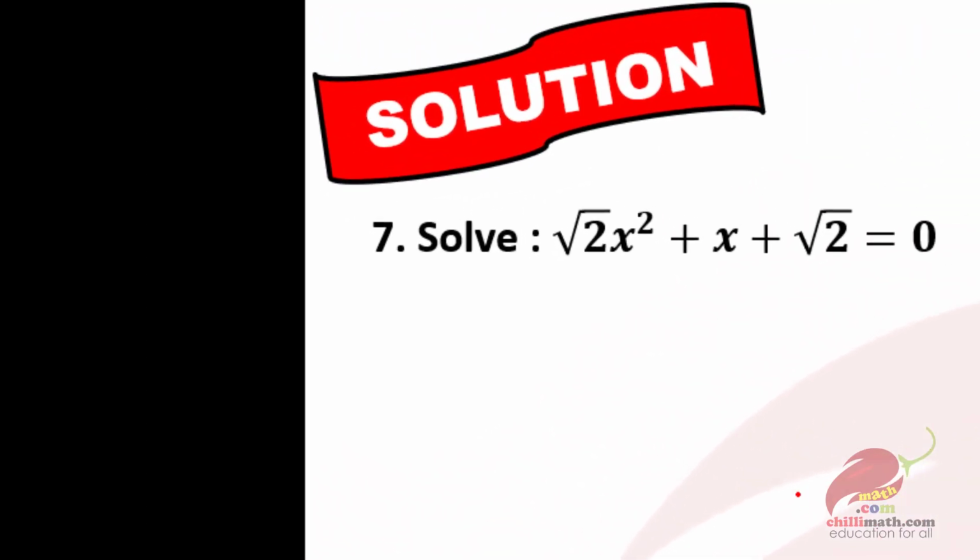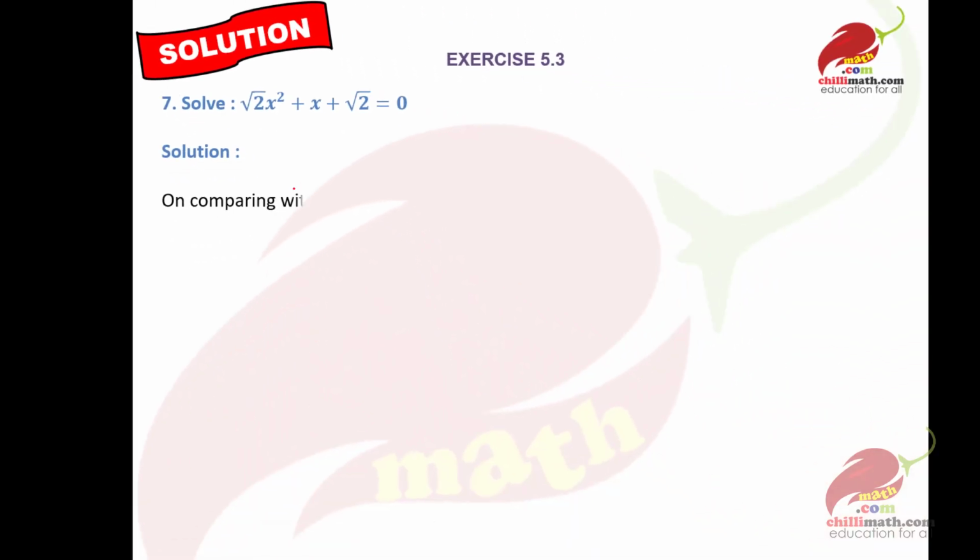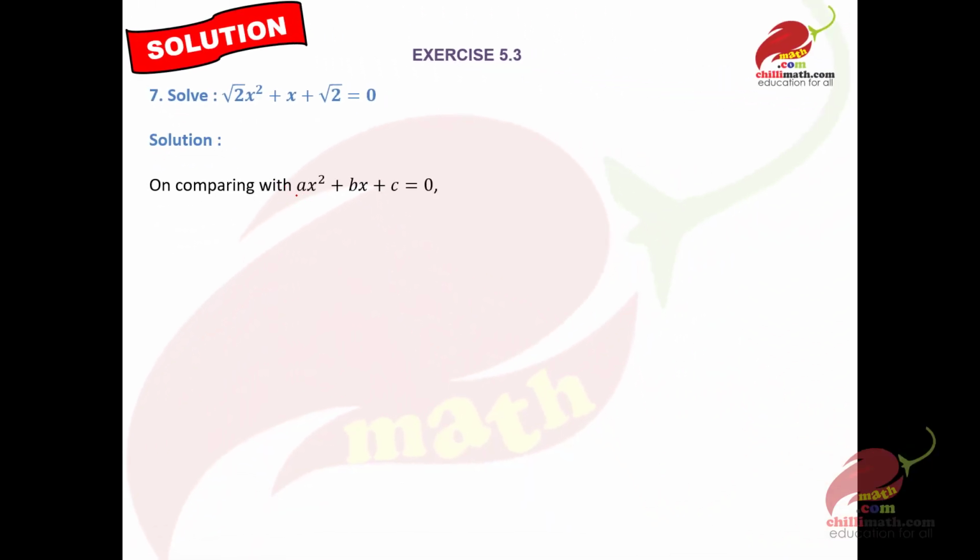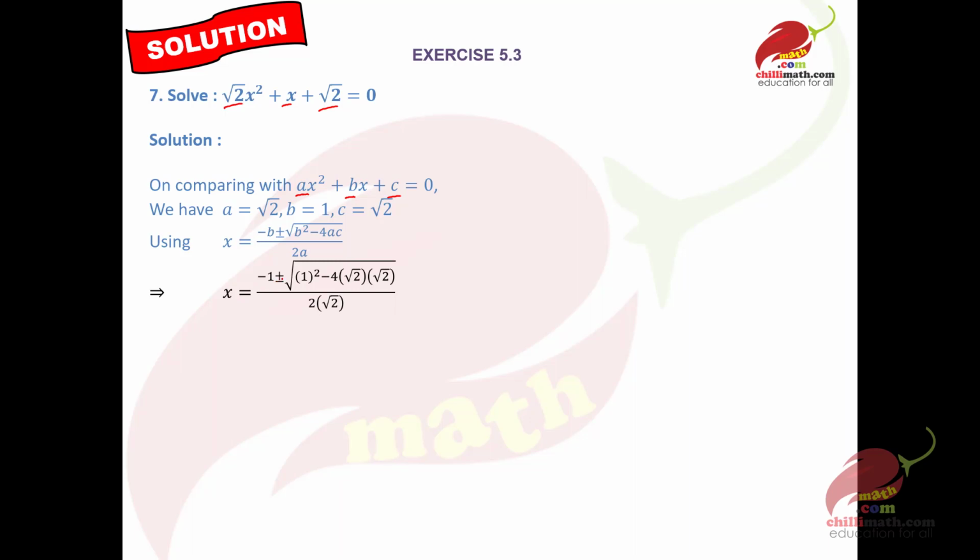Seventh question is root 2 x square plus x plus root 2 equal to 0. Again, comparing with standard quadratic equation, a is equal to root 2, b is equal to 1, c equal to root 2. Putting these values a, b, c in the formula to find roots, we get x equal to minus b, b is 1, plus minus square root b square minus 4a into c over 2a.